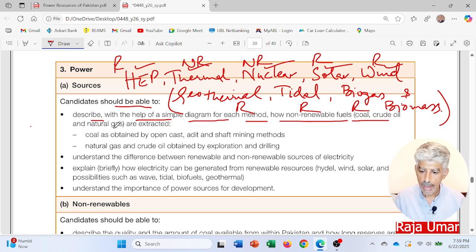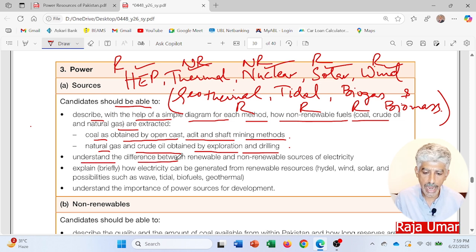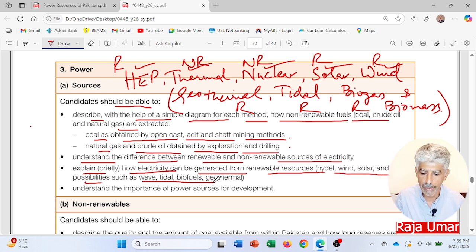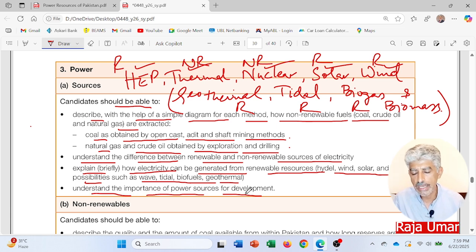Then coal as obtained by open cast, adit, and shaft mining methods. We will also discuss the mining methods. Then the natural gas and crude oil obtained by exploring and drilling. Understand the difference between the renewable and non-renewable resources of electricity. Explain briefly how electricity can be generated from renewable resources, hydel, wind, solar, and other possibilities such as wave, tidal, biofuel, or geothermal. Understand the importance of power sources for development in Pakistan.